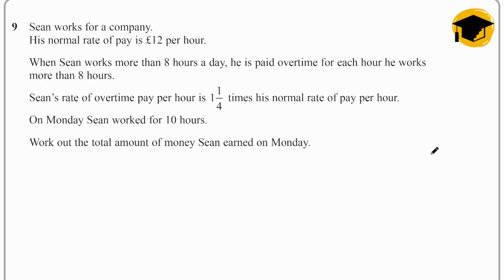Sean works for a company. His normal rate of pay is £12 an hour. So we'll underline that for now because that will be important. When Sean works more than 8 hours a day, again we can underline, he is paid overtime for each hour he works more than 8 hours. Sean's rate of overtime pay per hour is 1 1/4 times his normal rate of pay per hour. So if his normal pay is £12, his overtime pay is going to be 12 times 1 1/4.